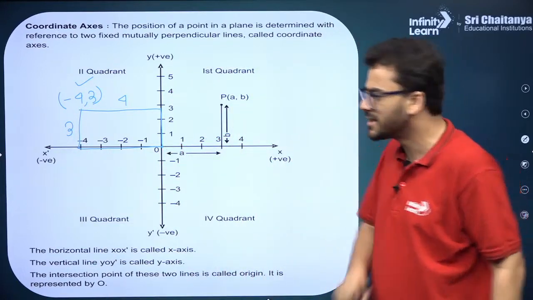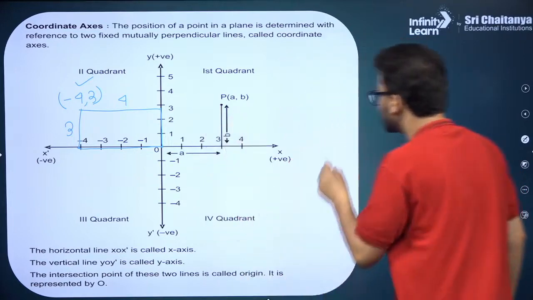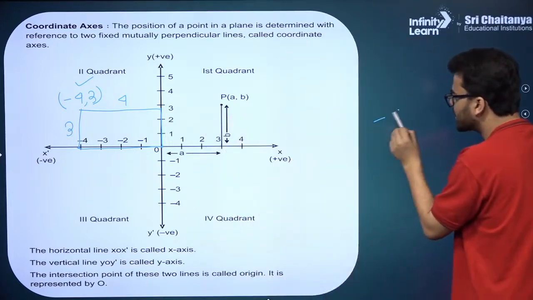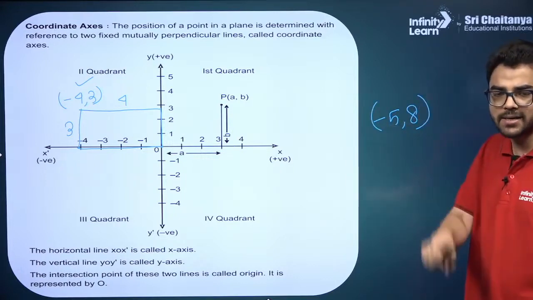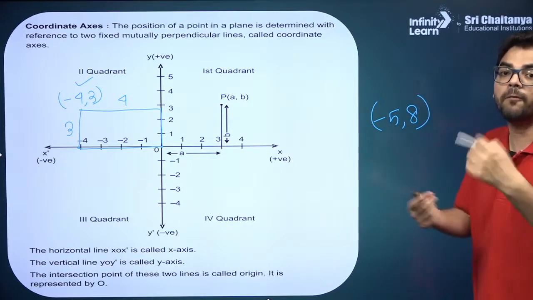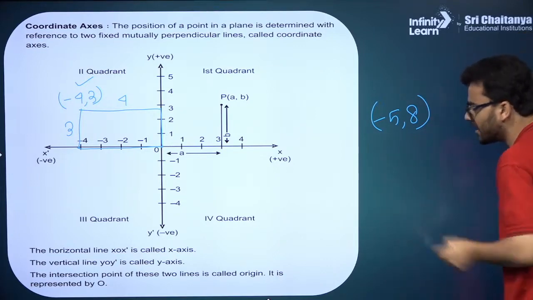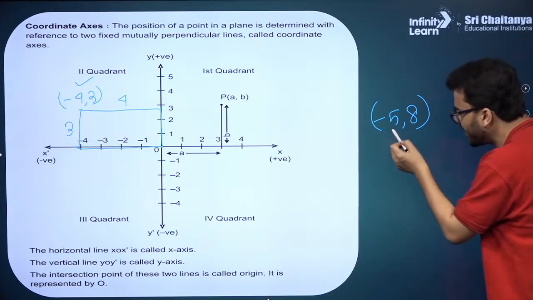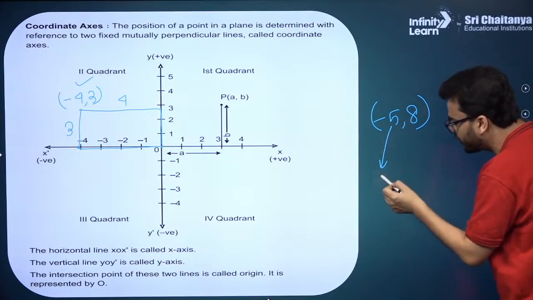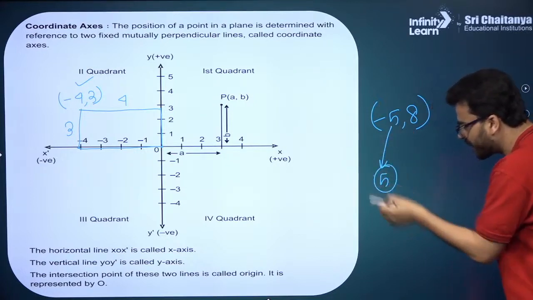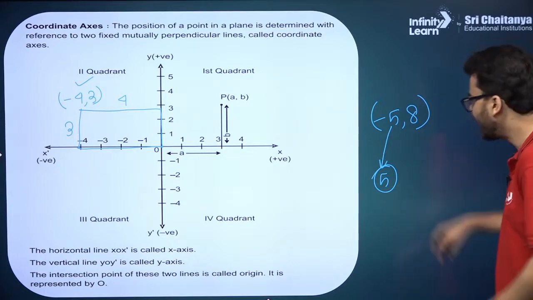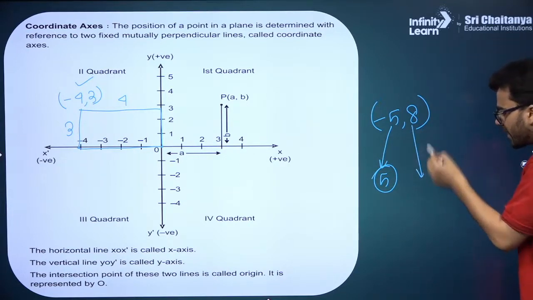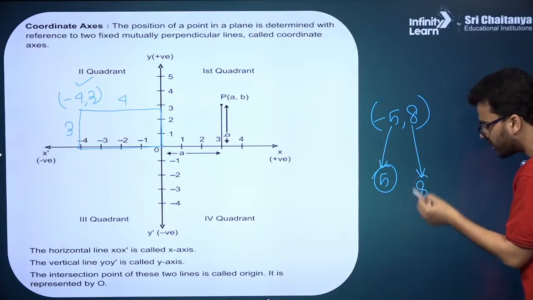So again I will say, if you have any point, suppose I have minus 5 comma 8. If somebody asks what is the perpendicular distance of this point from the y-axis, it will be the positive value of the abscissa. This is the perpendicular distance from the y-axis. Distance can never be negative. And the perpendicular distance of this point from the x-axis is 8 units.